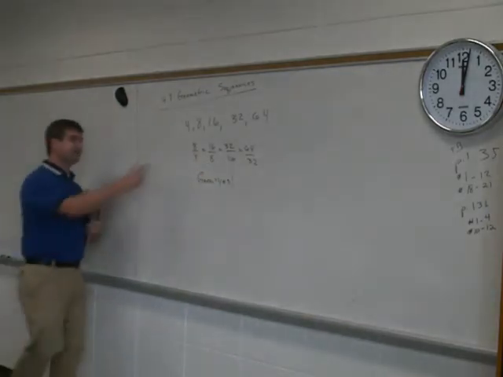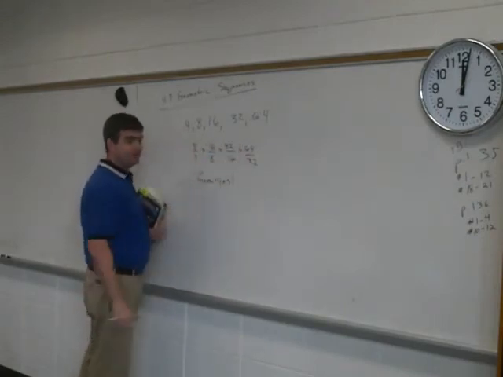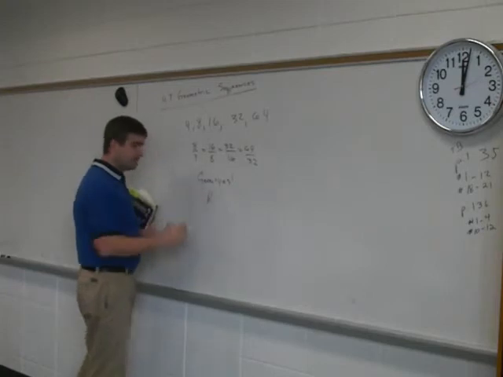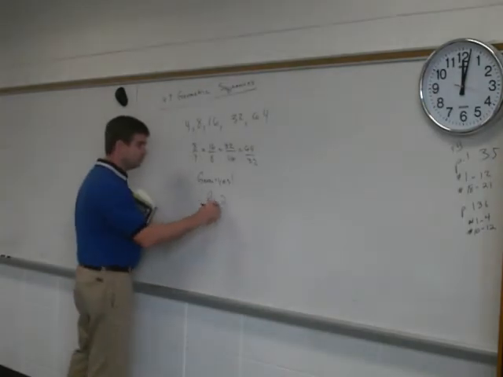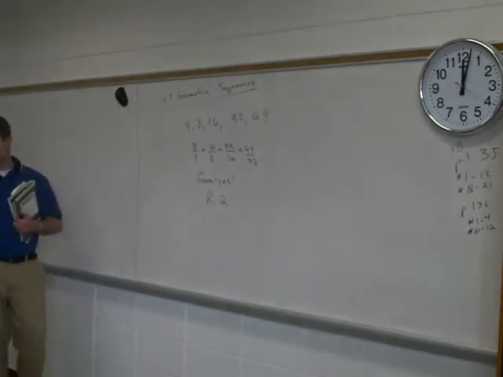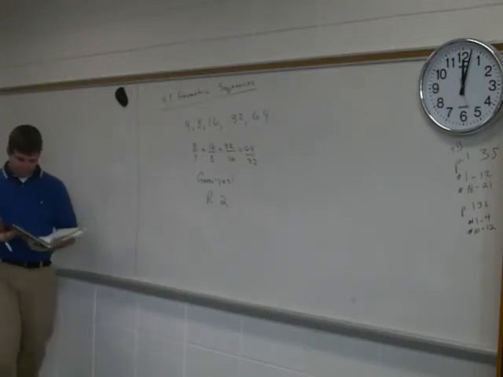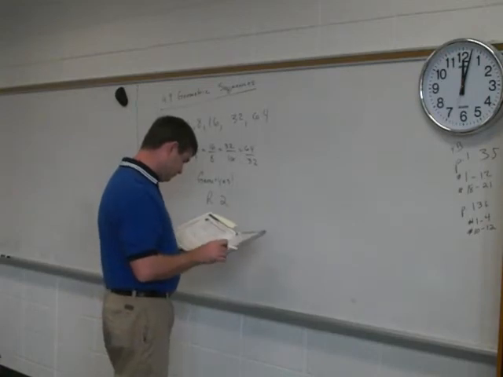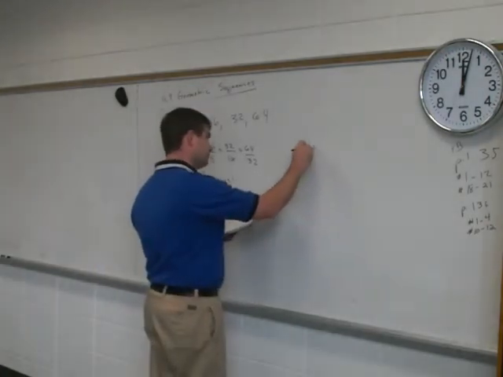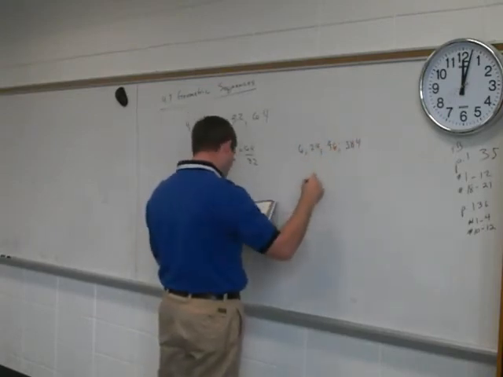Okay? Why? Because 8 over 4 is 2, 16 over 8 is 2, 32 over 16 is 2, 64 over 32 is 2. R, in this case, what do you think R stands for? The ratio in this case would be 2. Ratio is 2. Okay, so arithmetic, you're looking for a common distance. Geometric, you're looking for a ratio. Okay? Let's look at another example. They like to use bigger numbers on these too, so you can't do them in your head as readily.